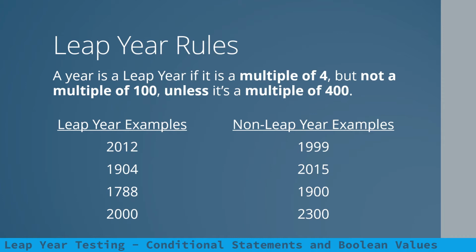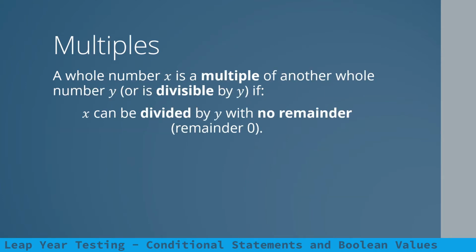In the non-leap year category, 1999 was not a leap year. 2015, those are not multiples of 4. 1900 is a multiple of 4, but it's also a multiple of 100, and not a multiple of 400, so not a leap year. Same with 2300. So we need to know how to handle this idea of multiples.